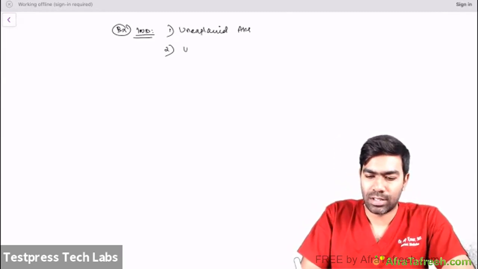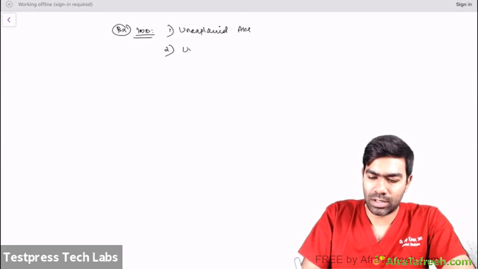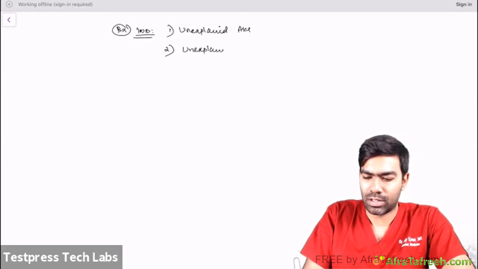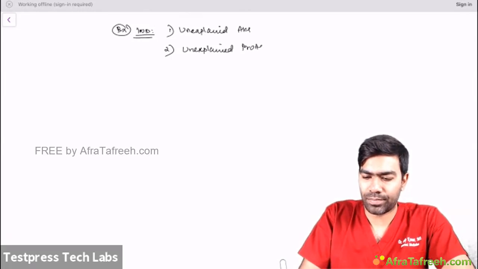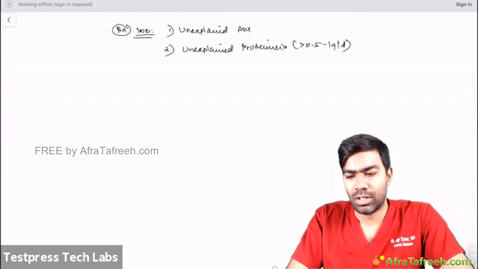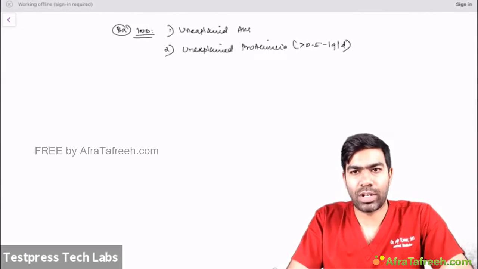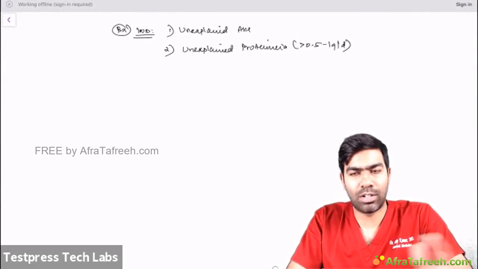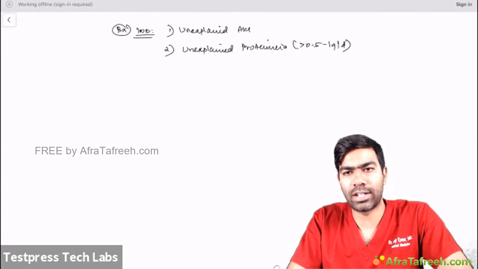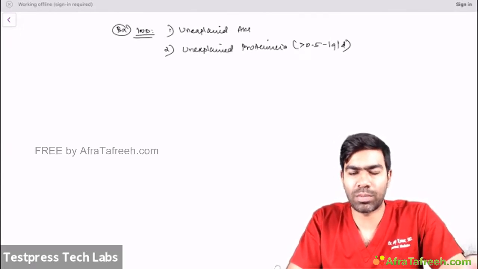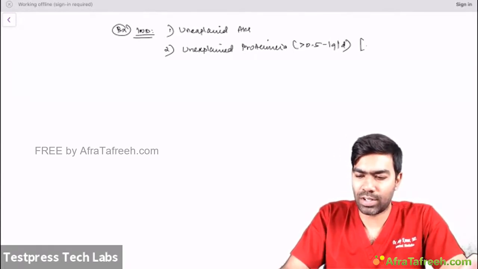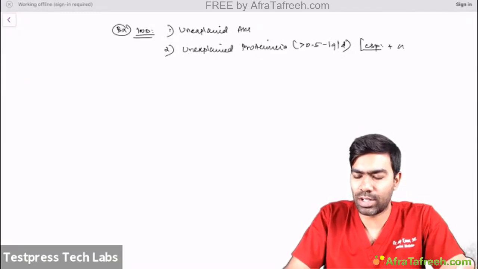Second is unexplained proteinuria, especially if it's in the glomerular range, more than 0.5 to 1 gram per day. Then definitely you have to do the kidney biopsy. So these are the usual 2 indications where you definitely do a kidney biopsy. Apart from that, I generally don't want to do a kidney biopsy in other situations because it will not alter the diagnosis, especially if it is associated with active urinary sediments.